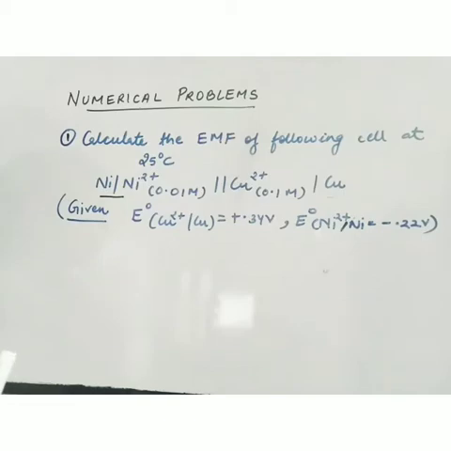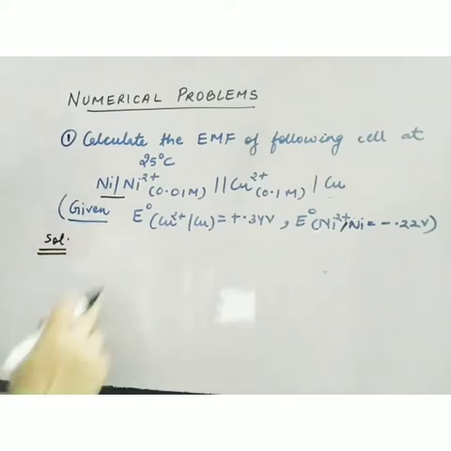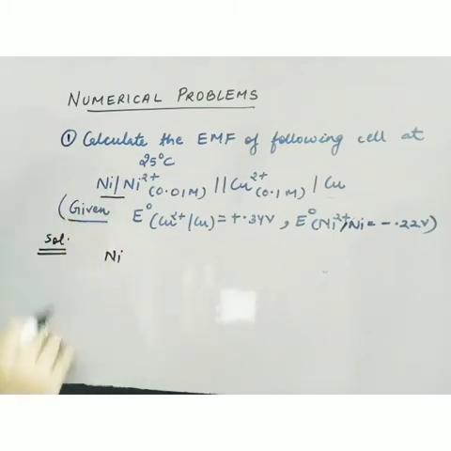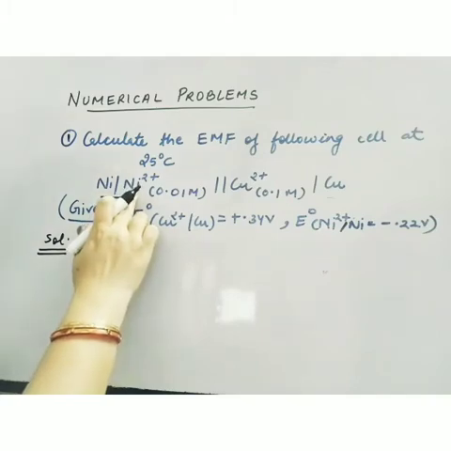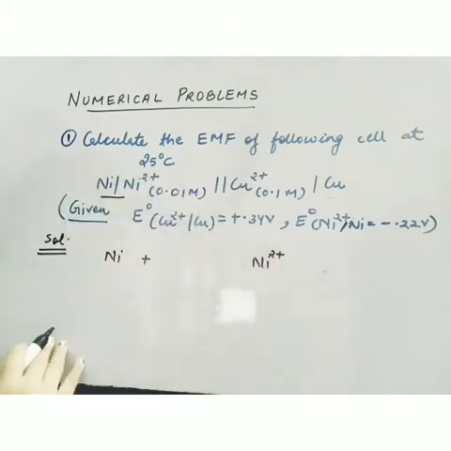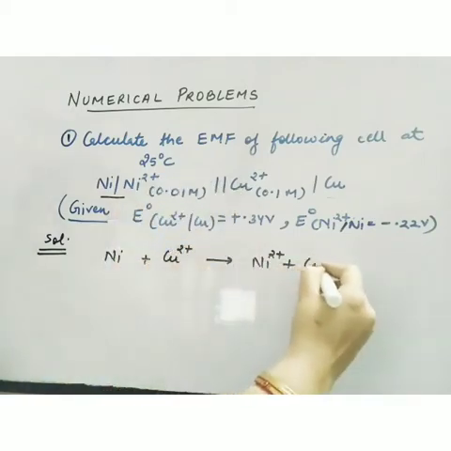Okay, and what to do now? So first of all, write the cell reaction. From this representation itself, we will write the cell reaction. Ni, Ni2 plus is coming after, so I will write here. Now copper 2 plus is changing to copper. So this is basically the cell reaction.